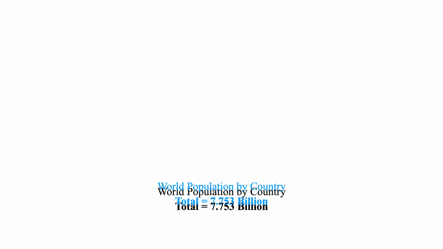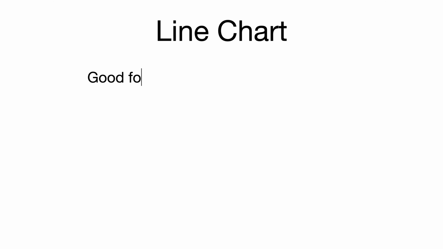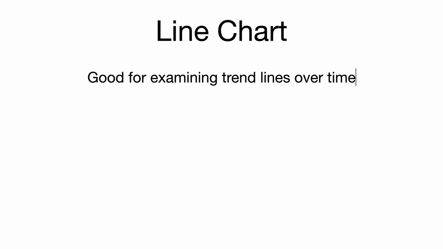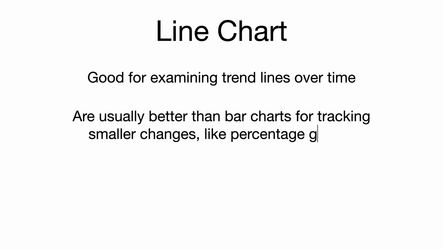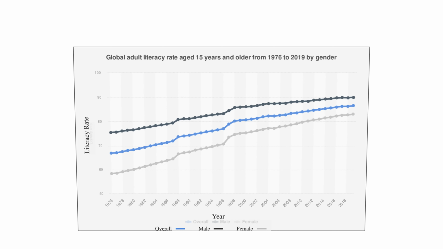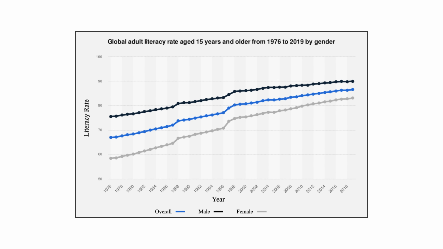Now let's move on to a line chart. Line charts are good for examining trend lines over time, similar to bar graphs. A lot of the time it's a matter of preference, but line charts are better than bar charts for tracking smaller changes, like percentage growth. So if you want to track smaller changes, usually a line chart is an easier visual for us to understand.